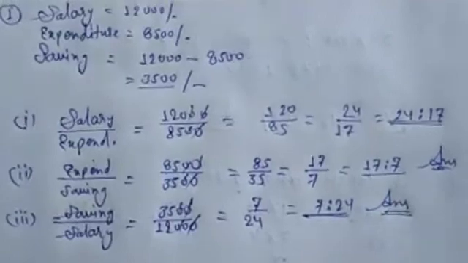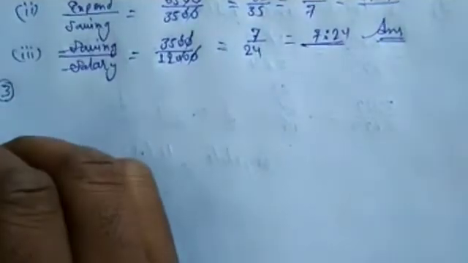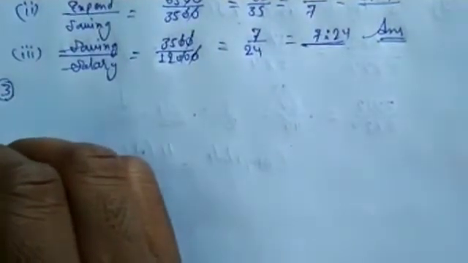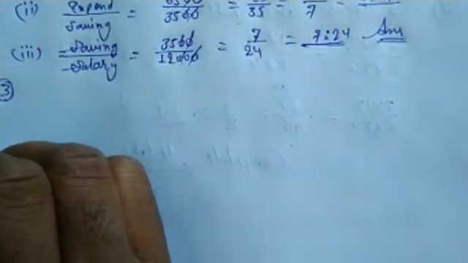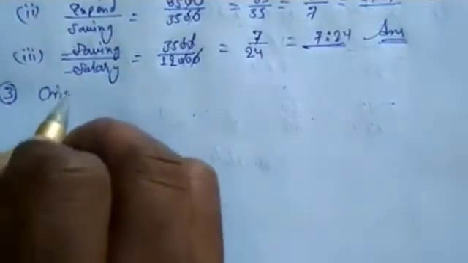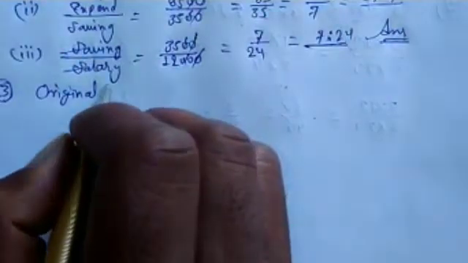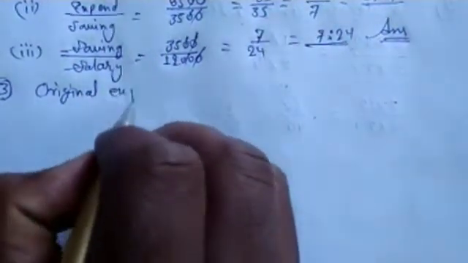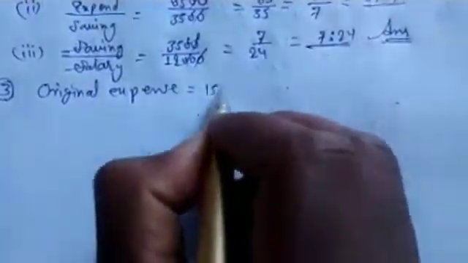Now the next question, that is the third question: weekly expense of a boy has increased by 750, from 1500 to 2250. Its original expense was 1500.